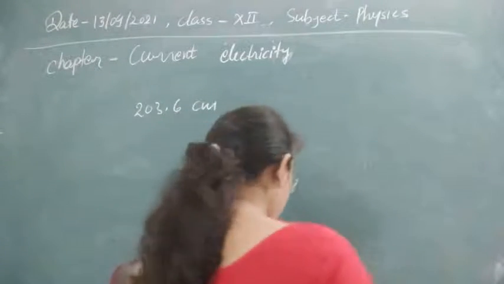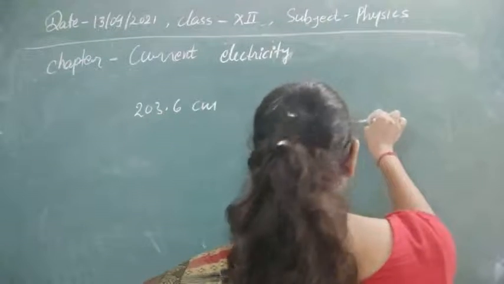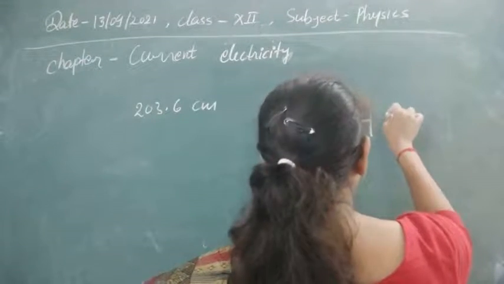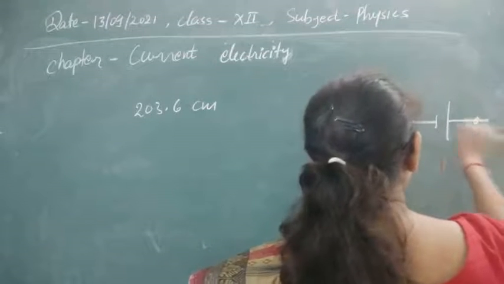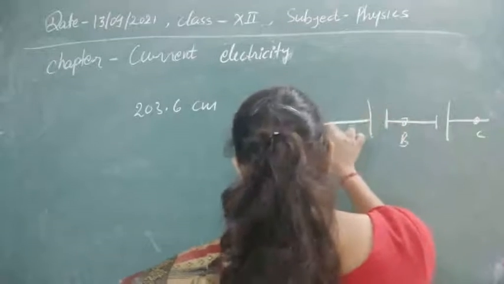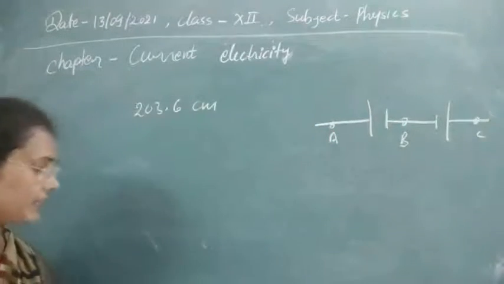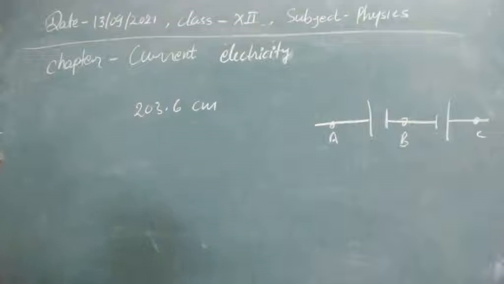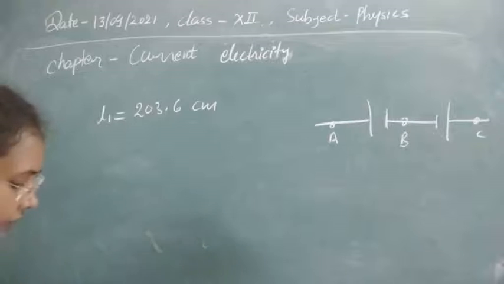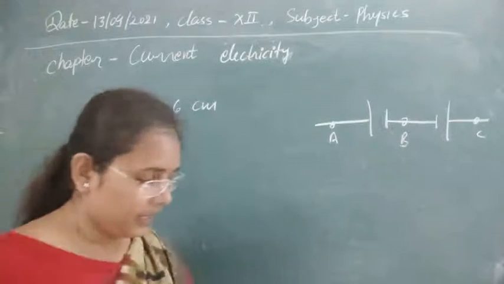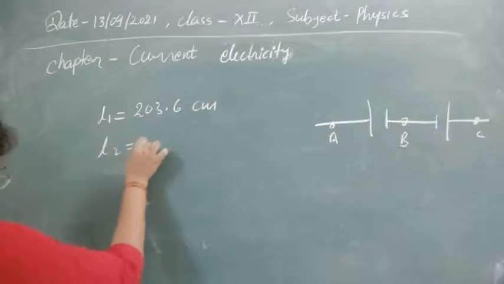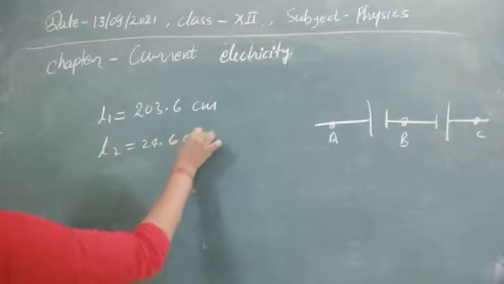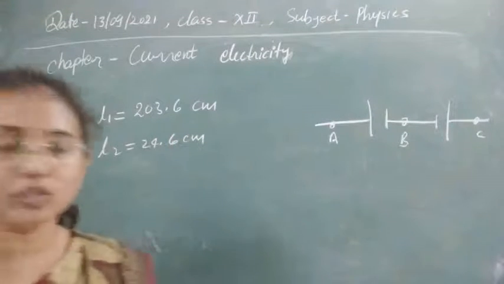So first I think I should make the figure here. We have a potentiometer that is connected, and here this one is C, this one is B, and this one is A. First of all, when we have connected our potentiometer between A and B, this is the balance point, suppose L1, that we have obtained. Now when we have shifted our point from B to C, the balance point is obtained at 24.6 centimeter.